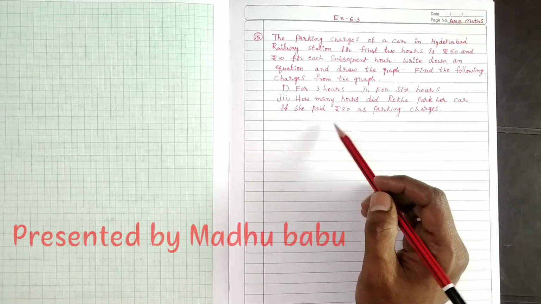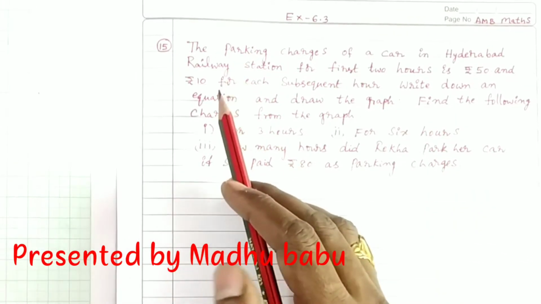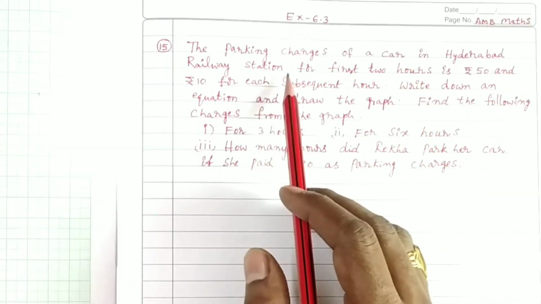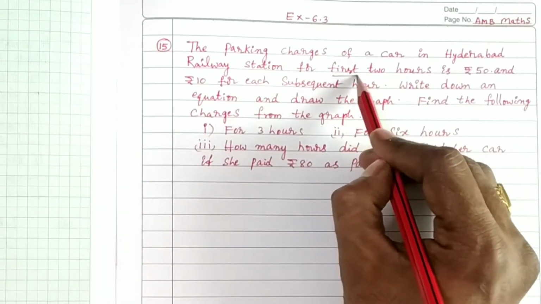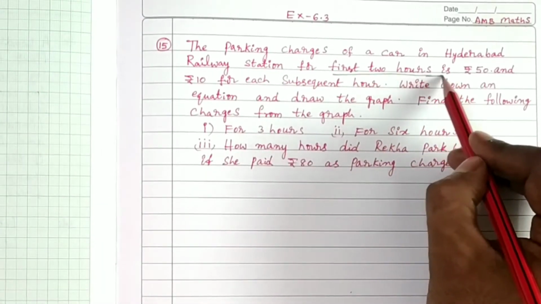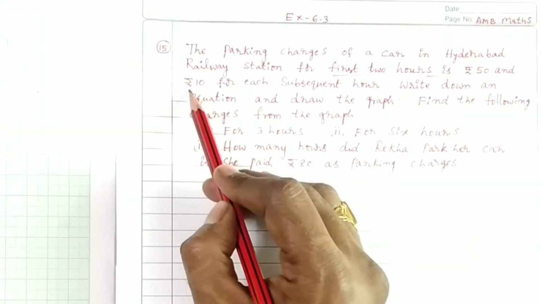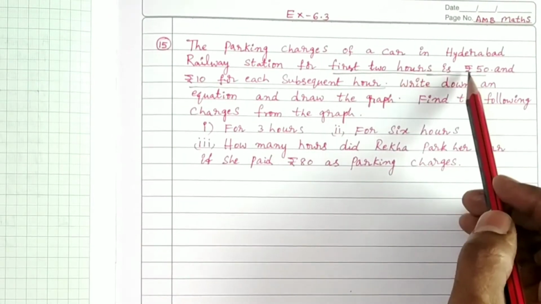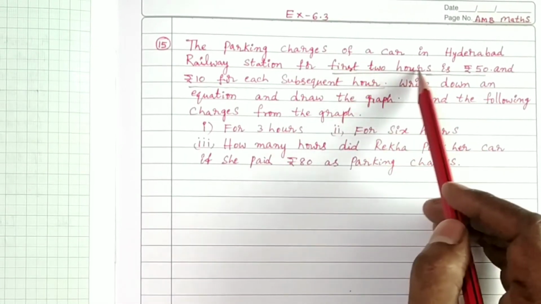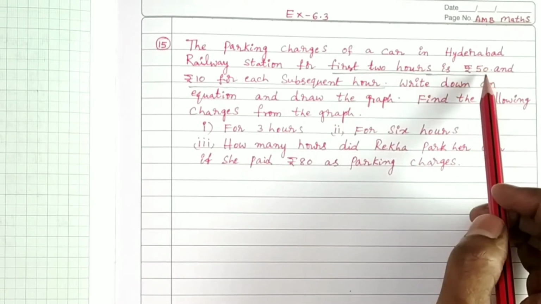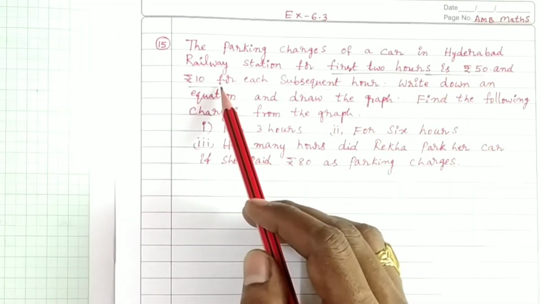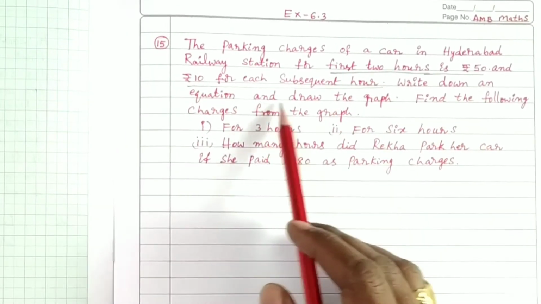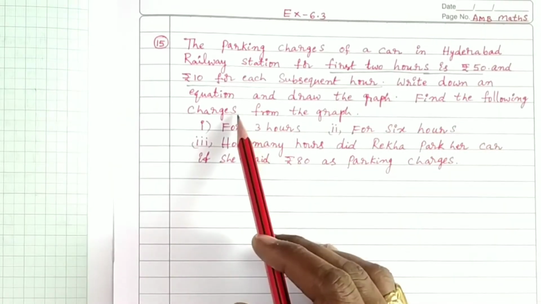Hi, this is Madhubabu. The problem is the parking charges of a car in Hyderabad railway station for first 2 hours is rupees 50 and rupees 10 for each subsequent hour. So parking charges in a railway station for the first 2 hours is fixed, that is rupees 50, and for the next each hour rupees 10. Write down an equation and draw the graph. Find the following charges from the graph.